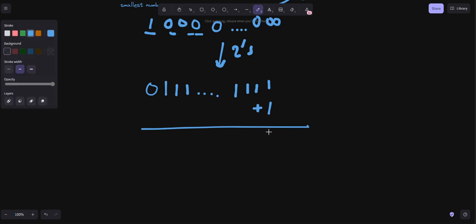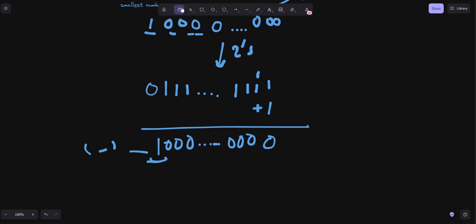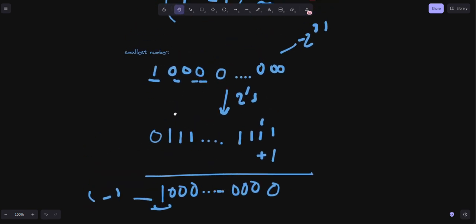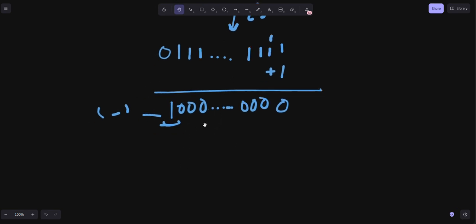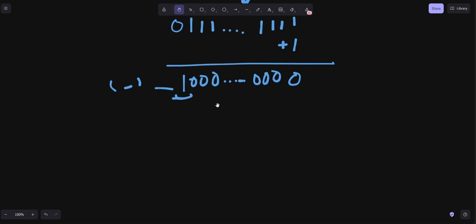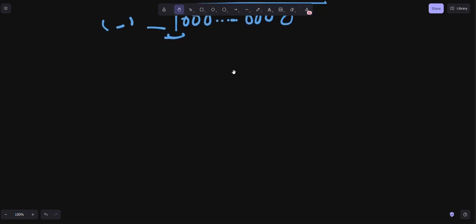What will be the value of this? 1 plus 1 basically means 0, with carry 1. 1 plus 1 again is 0 with carry 1, 0 0. This will go till 0 0 0, and this will make 1. Now can you see, this is exactly what we got in the first place. So this is the smallest negative number which we can store.